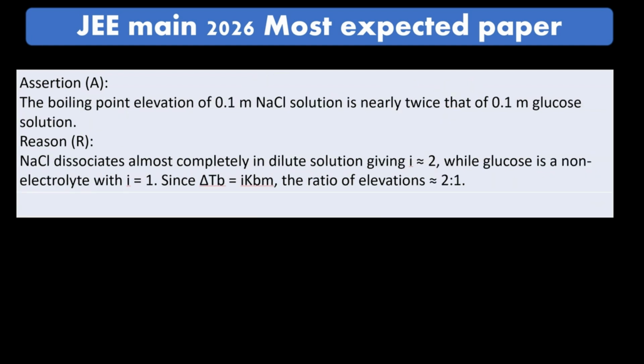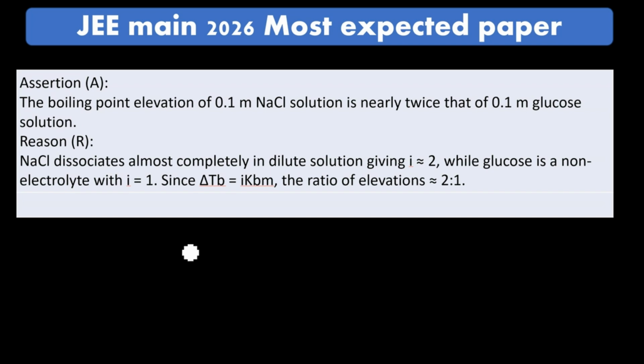And the next one: the boiling point elevation of 0.1 molar NaCl solution is nearly twice that of 0.1 molar glucose solution. Let's do the calculation for this. The reason is given as NaCl dissociates almost completely in dilute solution, giving i value equal to 2, while glucose is a non-electrolyte with i value 1. Since delta Tb is equal to i Kb m, the ratio of elevation is 2:1.